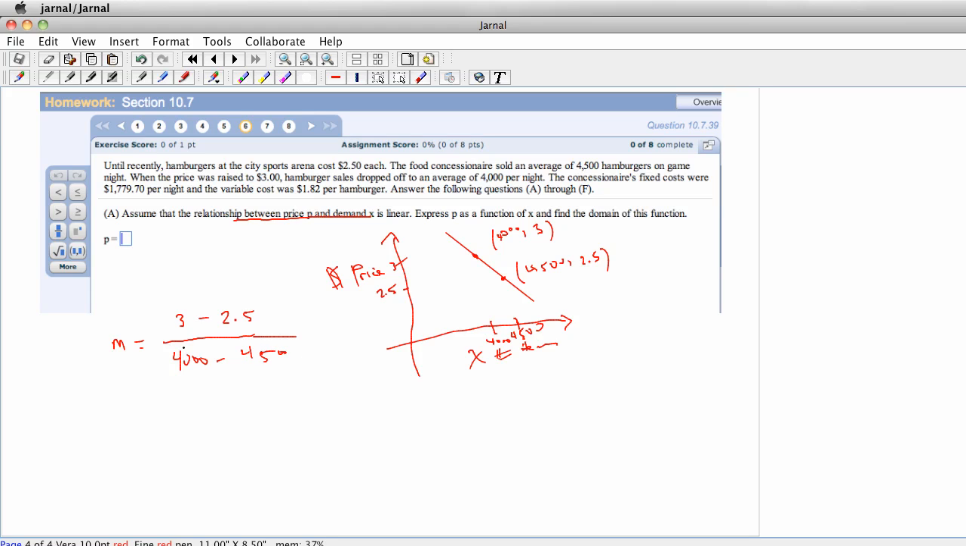So again, for finding slope, the only thing that matters is that the coordinate pairs are in the same order, top and bottom. So 3 goes with 4,000, 2.5 goes with 4,500. So that's the correct fraction for slope. In the numerator here we have 0.5, which is a half. And in the denominator we have negative 500.